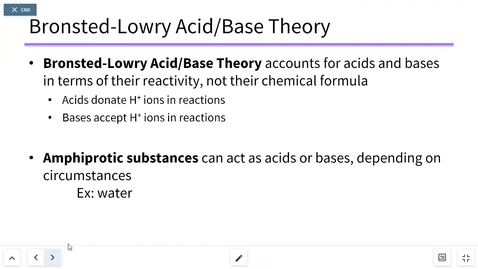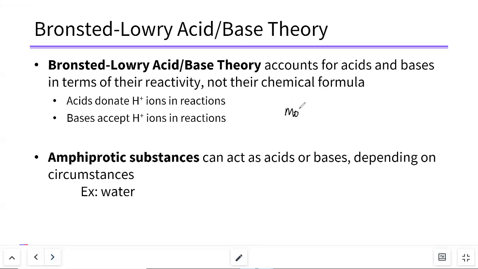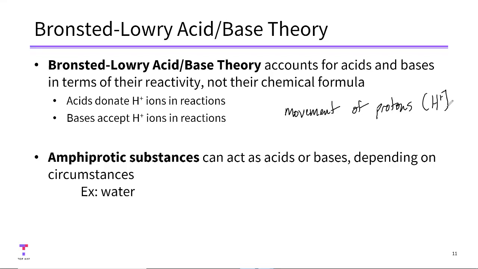One of those better models is something called the Bronsted-Lowry theory. Bronsted-Lowry theory seeks to identify acids and bases based upon their reaction. And so what we're looking for in particular is not so much reaction necessarily, but the movement of protons. Protons being H+ ions.